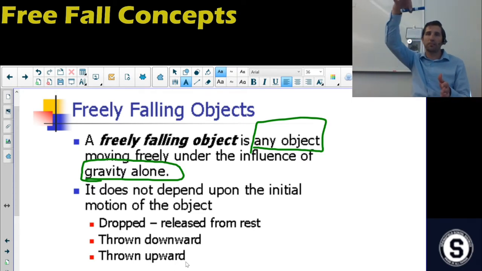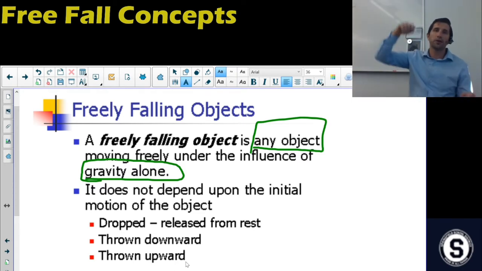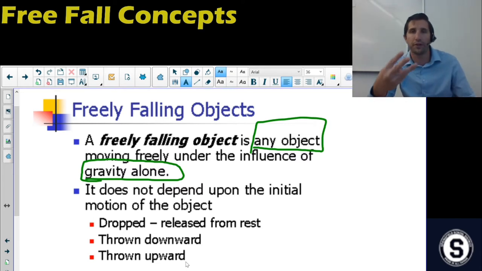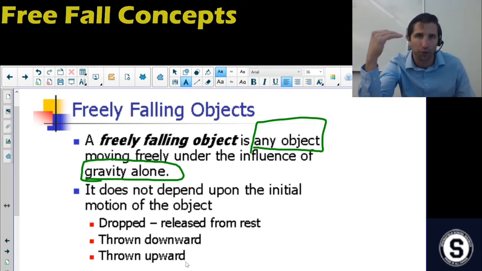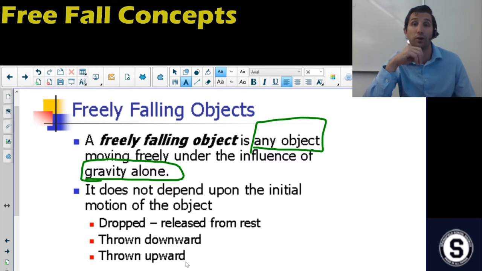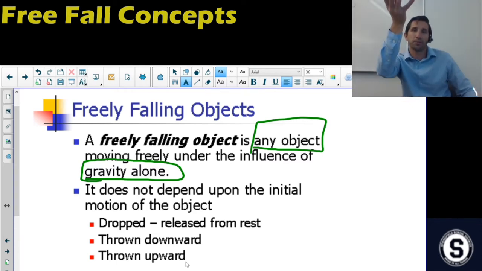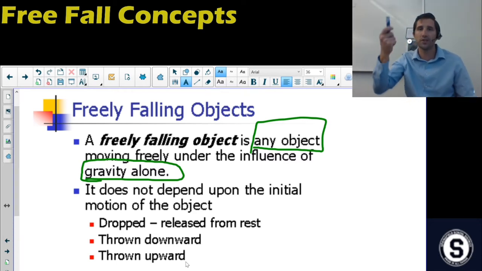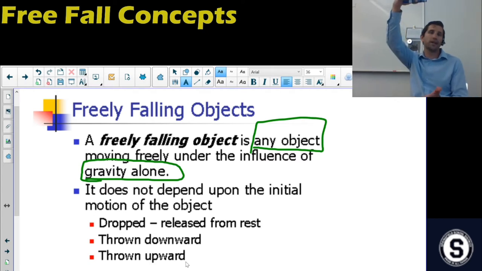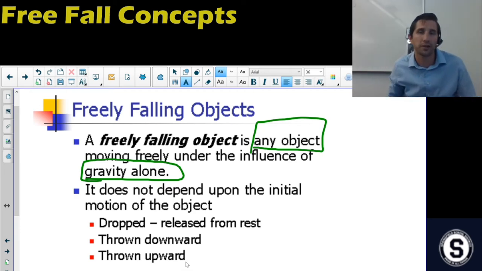Regardless of whether I drop it, throw it up in the air, or throw it downwards, in all three of those cases, the only force acting on it once I let go of it is gravity. We're not talking about as I'm in the process of throwing it or launching it upwards, but once I let go of it. Once I let go, it's just gravity acting on it. Same thing if I toss it up, same thing if I toss it down. So all of these are examples of free fall, and that's a super important thing for us to understand.